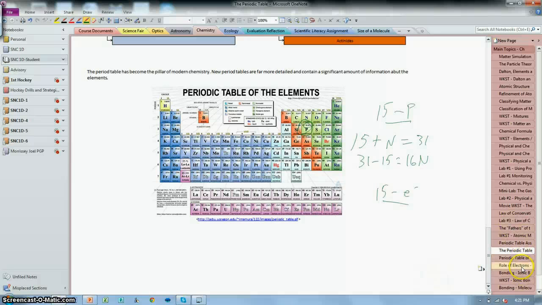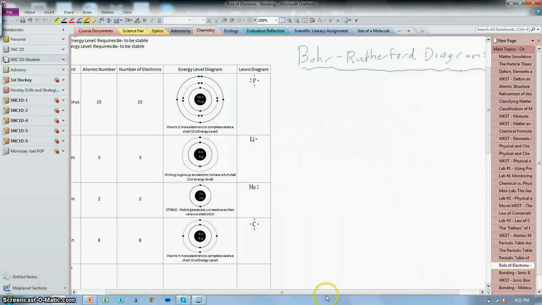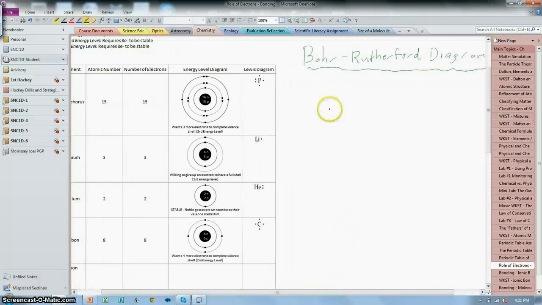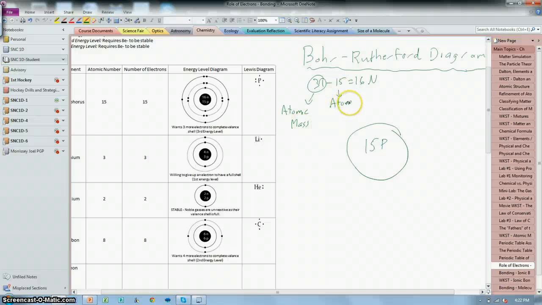Remember, you have the same number of electrons as you have protons. Okay, so we're going to take that information and say we have atomic number 15, so 15 protons. Protons go in the nucleus, so let's draw a nucleus around it. And I also know, because I did my math before, that 31 minus 15 gave me 16 neutrons. Again, atomic mass, and this is the atomic number. Okay, so 16 neutrons go along with it.